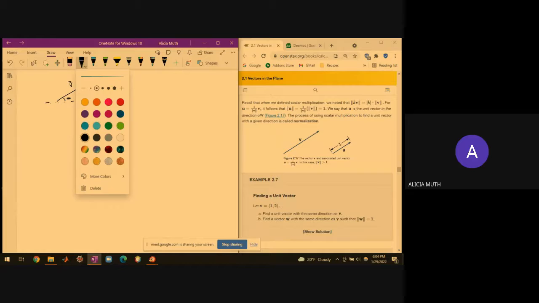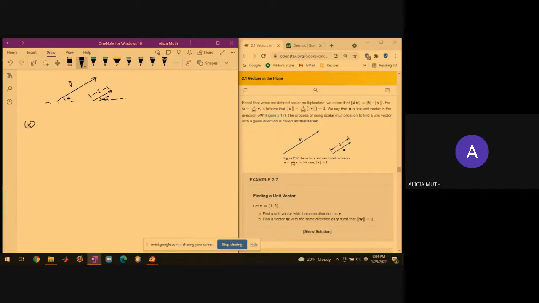All right, so let's tackle example 2.7, which asks us to find a unit vector. We'll start off by letting the vector v have components 1, 2. And so let's find a unit vector with the same direction as v.